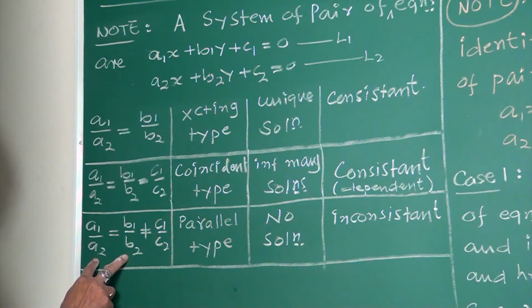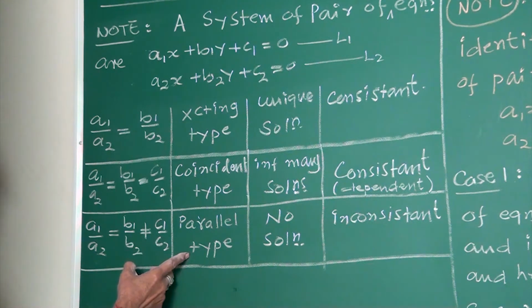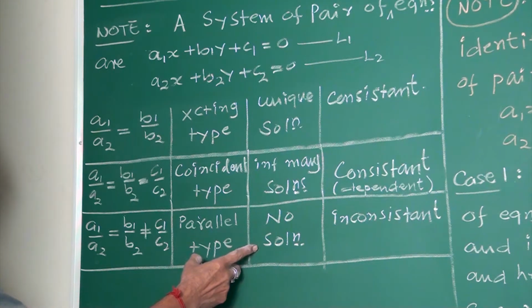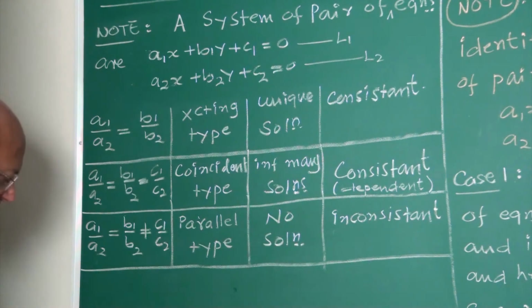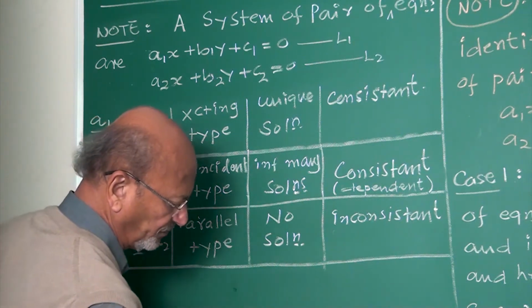Third, these two are equal but not equal to the third. It is a parallel type. Parallel type means no common points, no solution. By the definition, the system is inconsistent. Yes, my friends. Now, I do examples based on this.